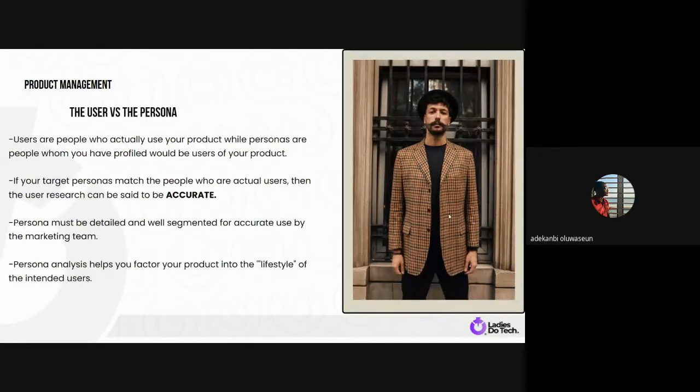Please unmute your mic if you understand this so far. Yes, it is. Yes. Yes, I understand it. Awesome. All right.